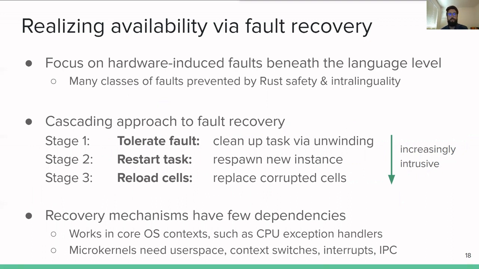The second stage is to restart a failed task, which we ensure the soundness of by using an interlingual restartable task abstraction described in the paper. The third stage is to completely reload and replace a corrupted cell using the same cell swapping mechanism for evolution. These recovery mechanisms operate with very few dependencies, allowing them to work in core OS contexts, like exception handlers, where microkernel recovery approaches cannot.